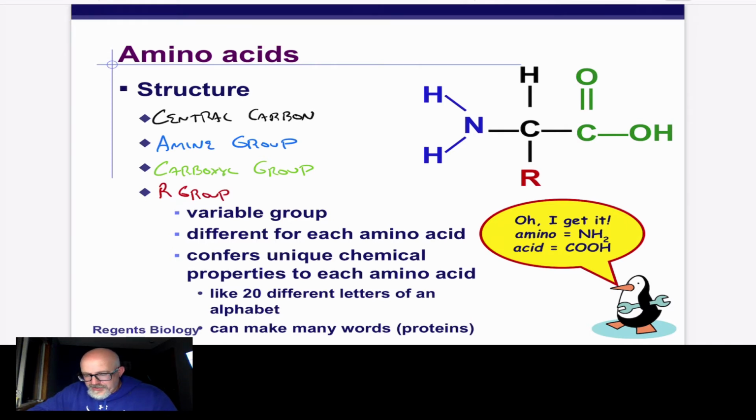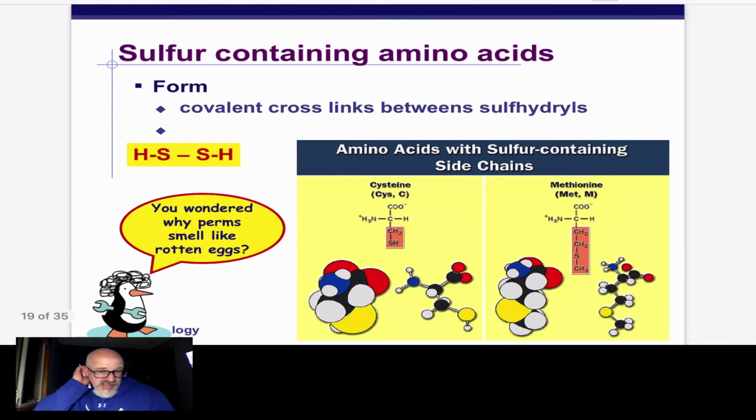So you can see our little penguin here. He gets it. Oh, NH2, that's the amino. And that is carboxylic acid. So amino acid makes the name, right? So when you look at these, the structure, and this is what the lab will clarify for us here, it has different levels of structure.